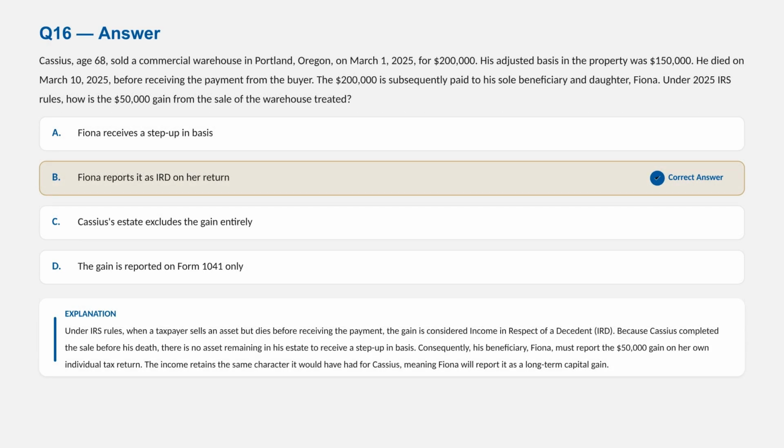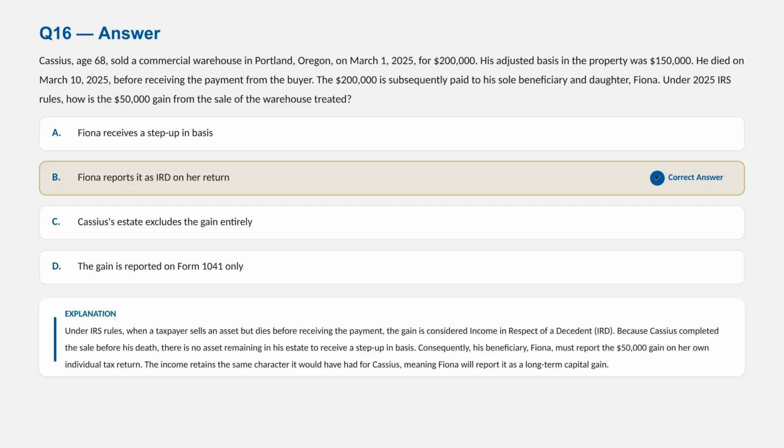The correct answer is B. Fiona reports it as IRD on her return. Under IRS rules, when a taxpayer sells an asset but dies before receiving the payment, the gain is considered income in respect of a decedent, IRD.